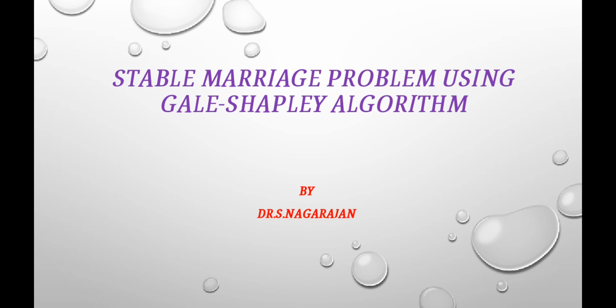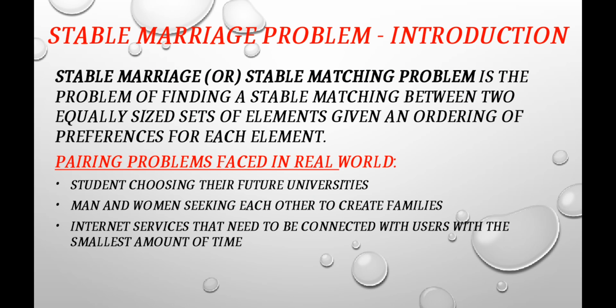So in this video we are going to discuss the stable marriage problem using the Gale-Shapley algorithm. So what is the stable marriage problem? Let us see the introduction. The stable marriage problem is otherwise known as the stable matching problem. So what is stable matching?